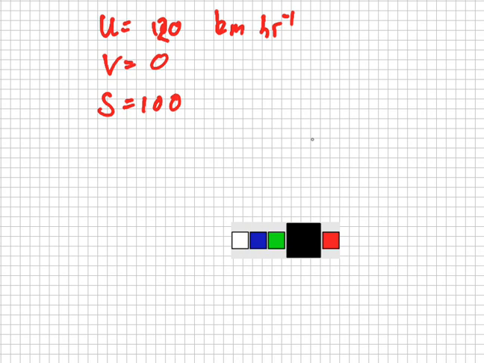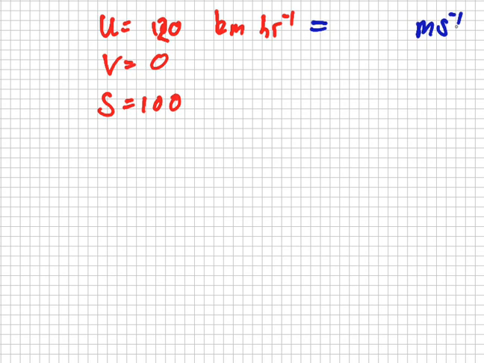Okay. I don't think it should be any problem to convert this now into meters per second. We want to make this meters per second. So let's just do that. I got 33.3 meters per second is its speed. We did conversion in the first lesson, so I'm not going to go through that.